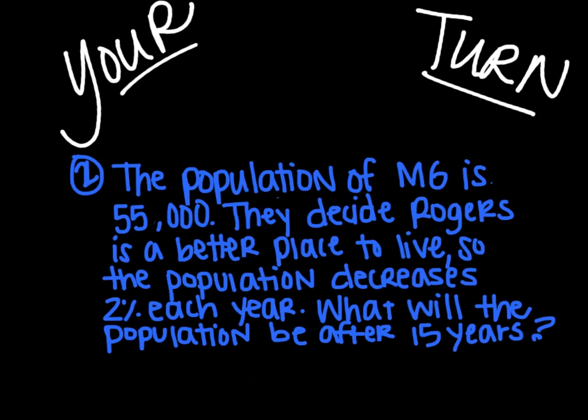Your turn. Population in Maple Grove is 55,000. They decide Rogers is a much better place to live, so the population decreases 2% each year. What will the population be after 15 years? This you will also put in a Google Doc, so check my website to find the link.